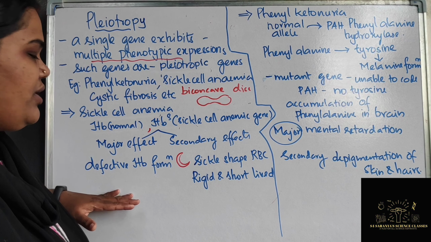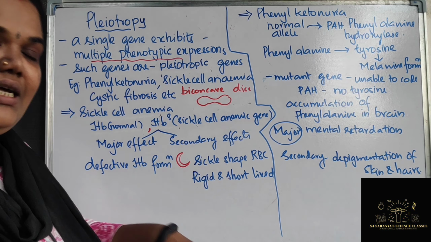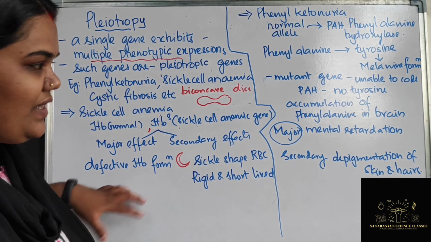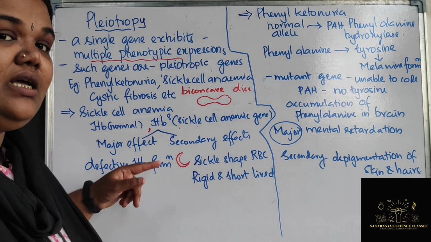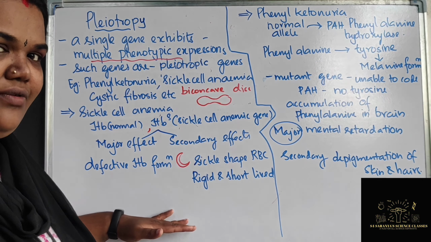So the major effect is defective HB formation, and apart from that there are so many other secondary effects. You can see that all these effects are because of the sickle cell anemic gene. So a single gene has more than one phenotypic expression. That's the actual case. I hope it is clear for you, right?